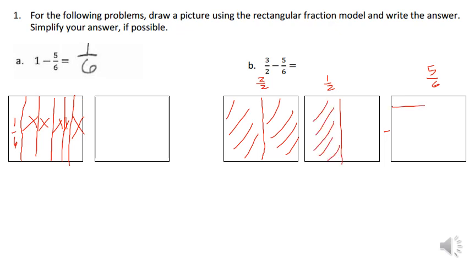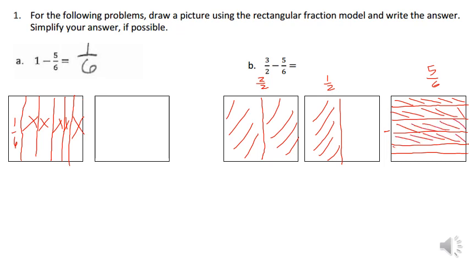Next one is 5/6, so I'm going to split it into 6. And we're shading 5 out of the 6. Now we're going to combine them. I'm going to cut my halves into 6.